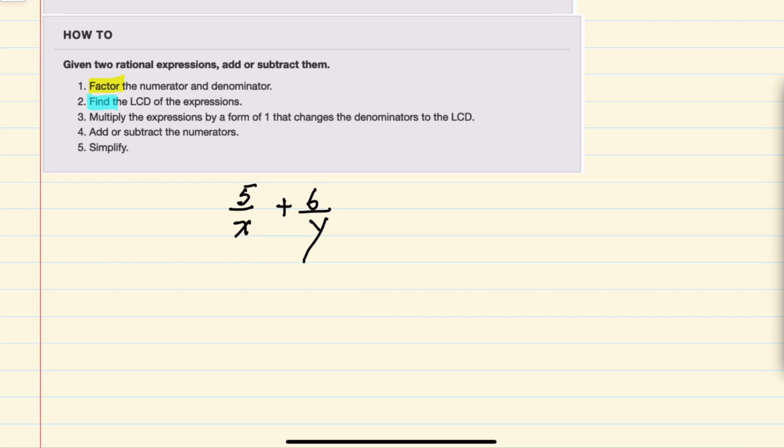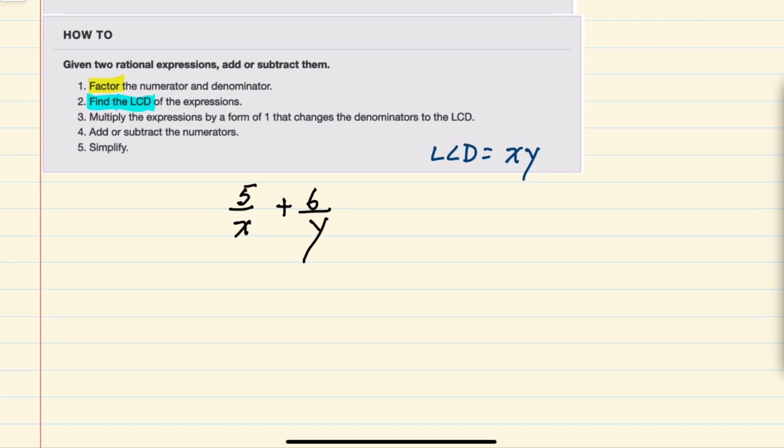Step 2 says find the lowest common denominator for the expression. Looking at these denominators, they're both single variables. One is x, one is y. So our lowest common denominator must have both an x and a y. So we've found the lowest common denominator.